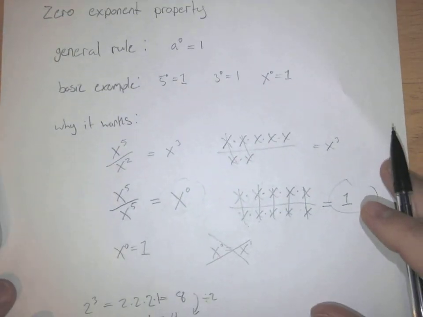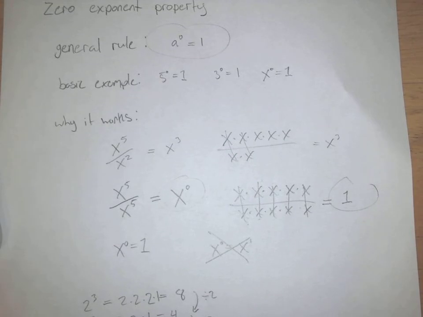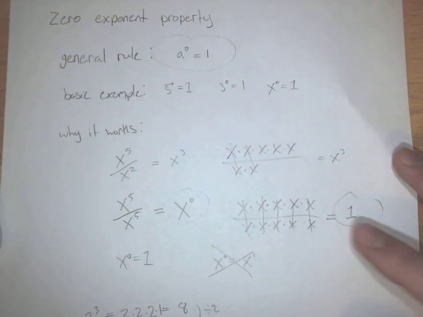Okay? So that's the zero exponent property for you. Explained a couple different ways. If you can remember it, it's not too complicated. However, the meaning behind it, or why, might be a little bit more complicated. So that should help you out and help you with your notes today.